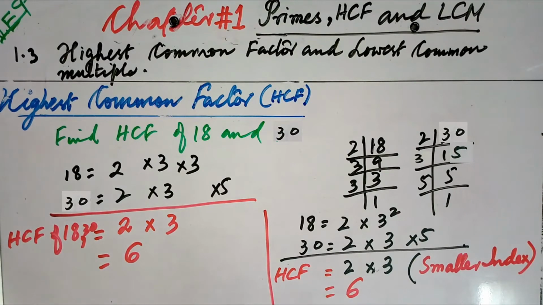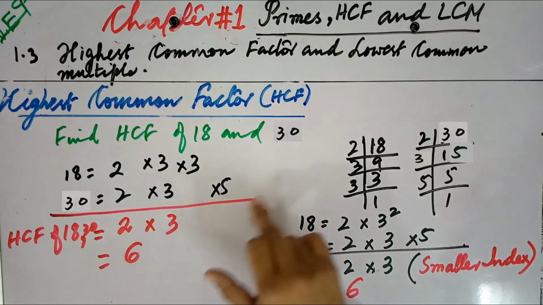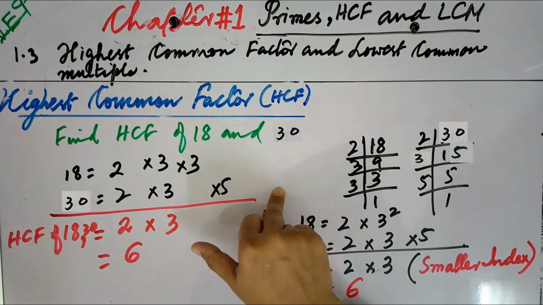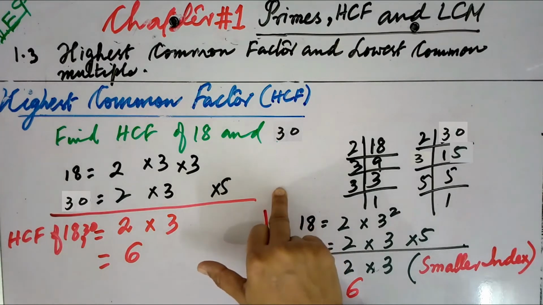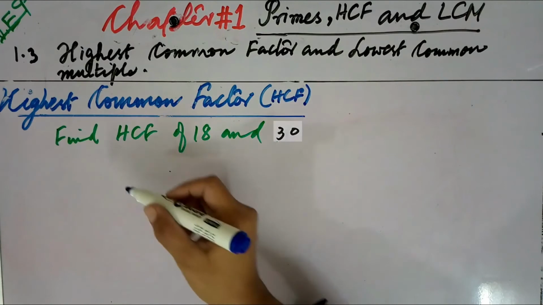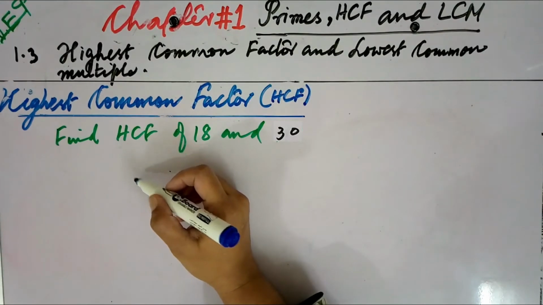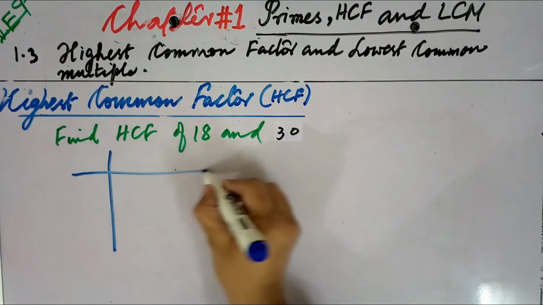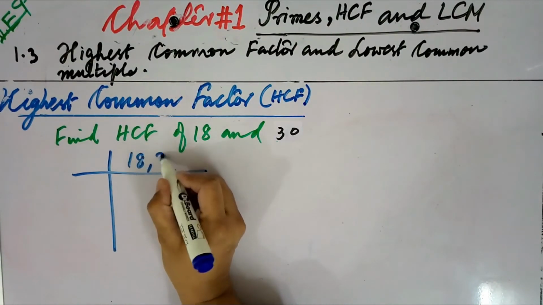Got it? Now you have solved it by 2 ways, and you can solve any number by these 2 ways, and this is method number 1. You can solve it with another method also, which is called method number 2. Now we will be solving with method number 2. We can also obtain the common prime factors by division. How will we divide them? Look at the question. This is 18 and 30.